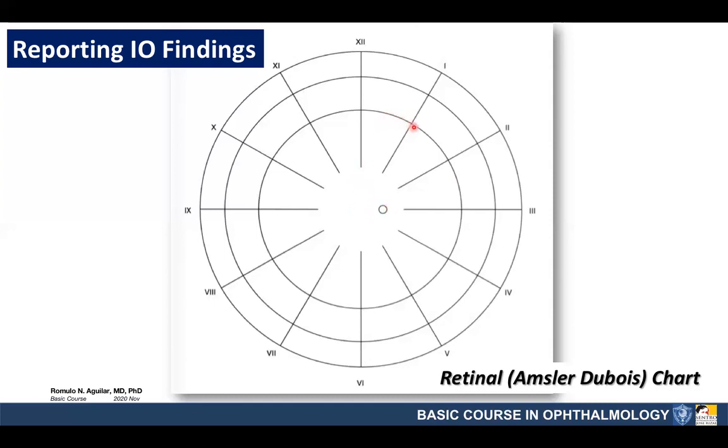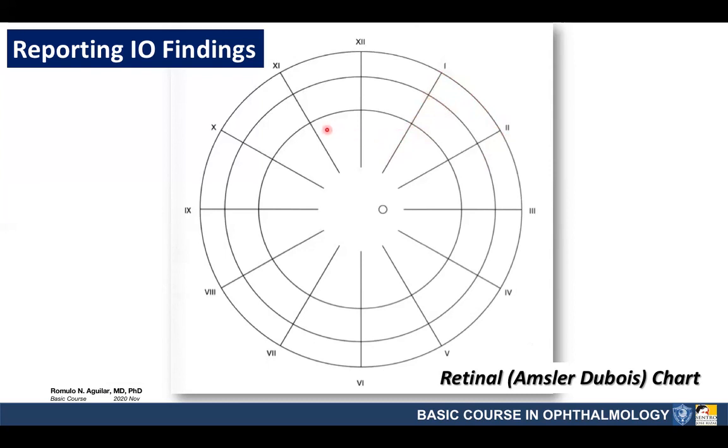Now, what do the circles represent? The inner circle represents the equator. The second circle represents the ora serrata. And the third, the outermost circle, represents the pars plana. You might come across some charts where they don't have the outer circle, but you will see that the radial lines extend all the way there. So that just implies that the more important circles are the innermost and the middle circle.